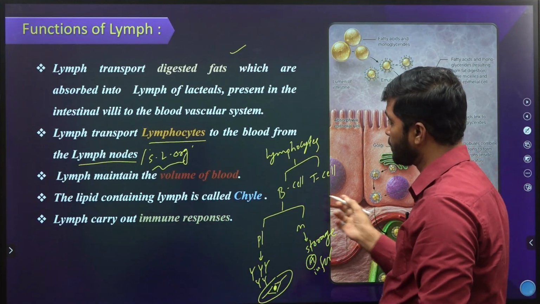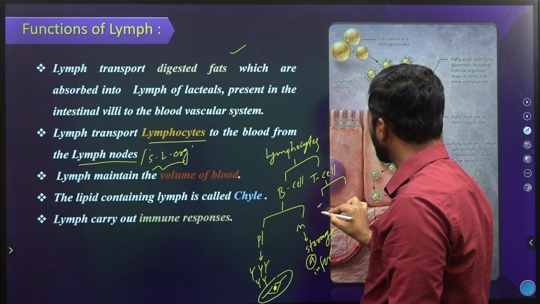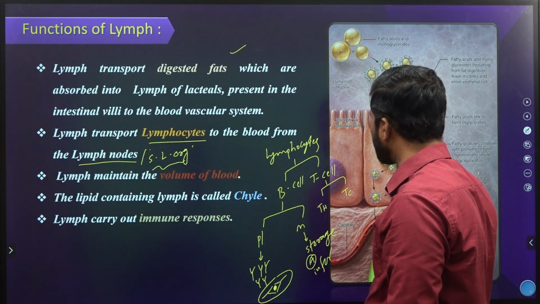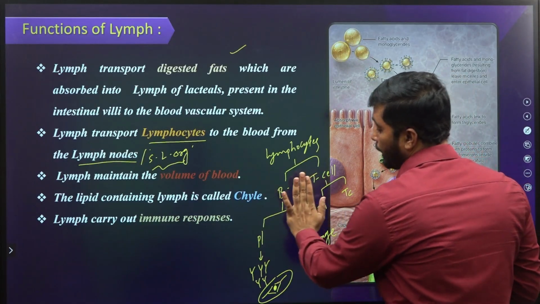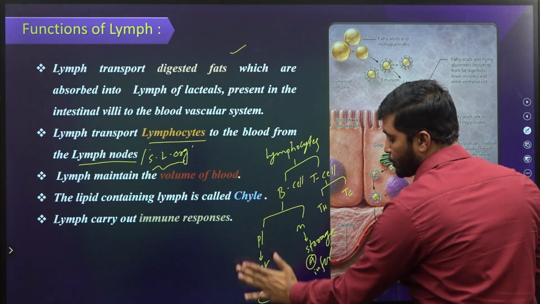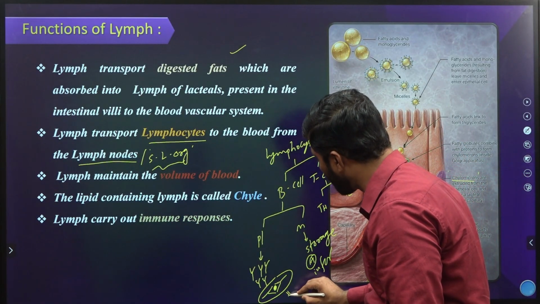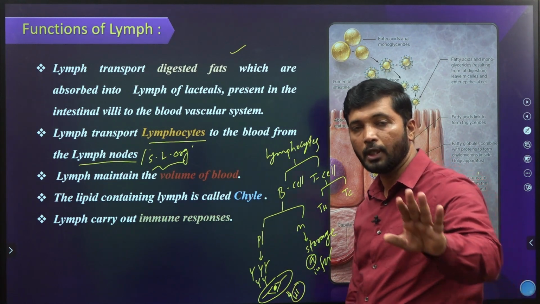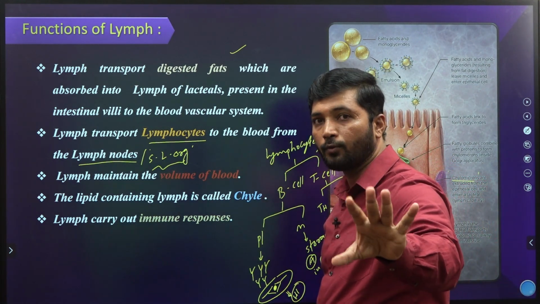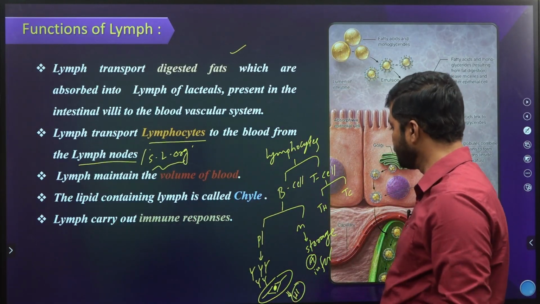T cells, T lymphocytes, are mainly of two types, TH and TC. H means helper, right? They help plasma cells in the production of antibodies. When antibodies are produced, humoral immunity takes place. In the body fluids, the killing of pathogens by antibodies is called humoral immunity.